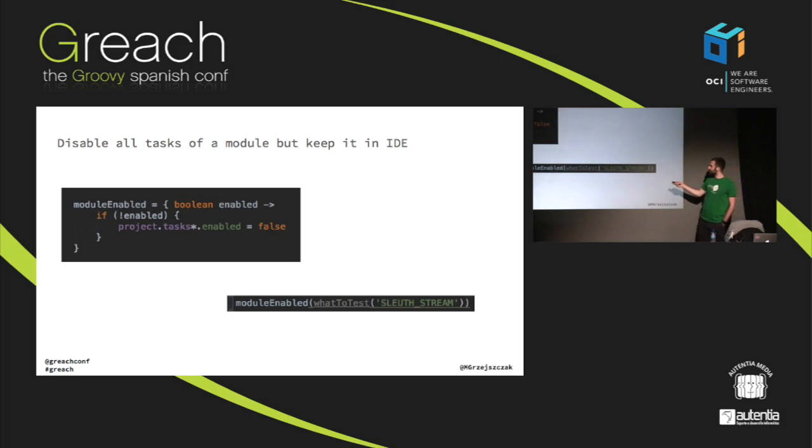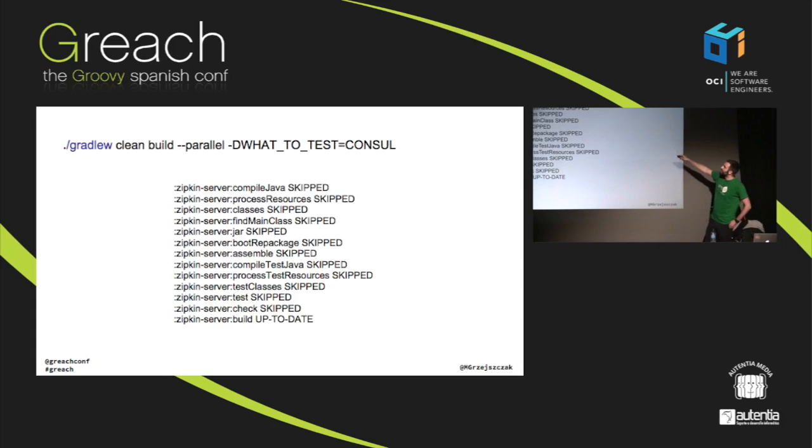So if somebody passes like Sloop stream as a what to test thing, the module will be enabled. If not, all the tasks of the module will be disabled. So here you have an example. If I run like what to test equals to console, all the Zipkin server tasks will be skipped. And you can do the very same approach in your builds to speed up the building process.